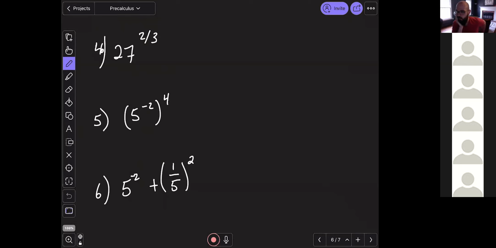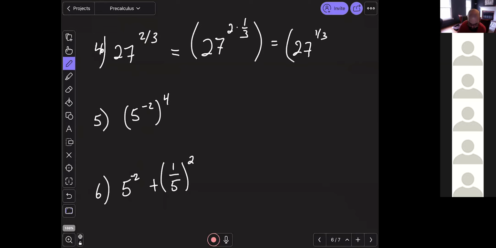So where were we? We were thinking about exponent rules and what to do here. So all right, 27 to the 2/3. Let's think about this with our rules. I'm viewing this as 27, and I'm going to break it down as 2 times 1/3. I think about it this way, and we can make this 27 to the 1/3, and then put the 2 on the outside like this.